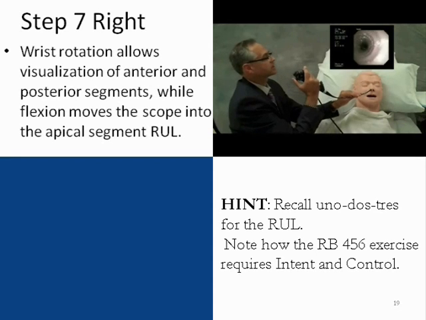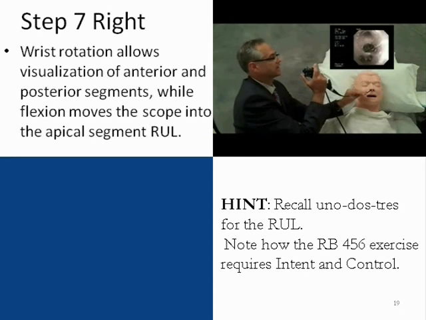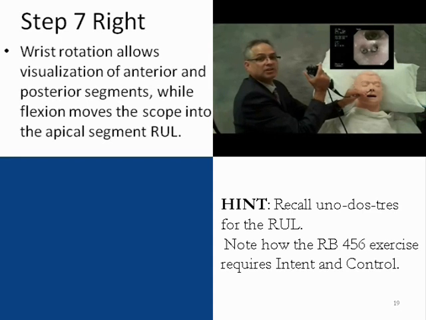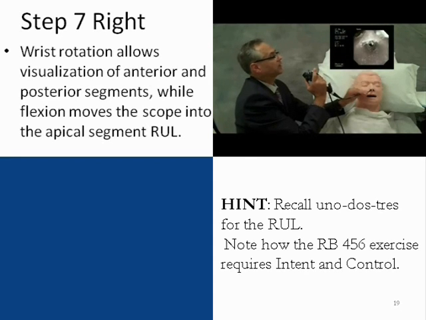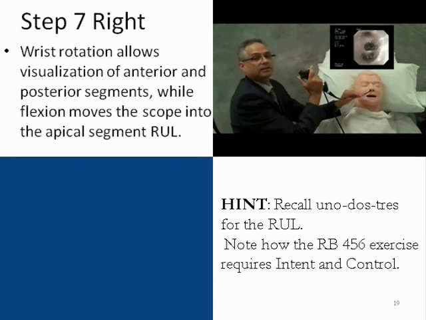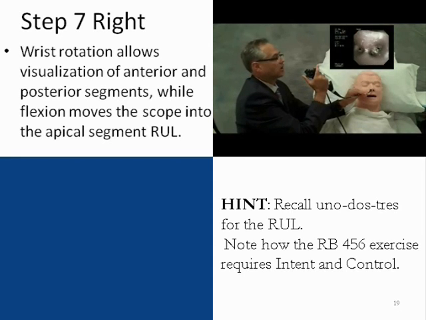Returning to the main bronchus, we enter the bronchus intermedius, and we are able to visualize anteriorly the middle lobe bronchus, right bronchus 4 and 5, and directly across from it, the superior segment of the right lower lobe, right lower lobe bronchus 6. This is called the 4-5-6 exercise. RB4 and 5, RB6, RB4 and 5, RB6.